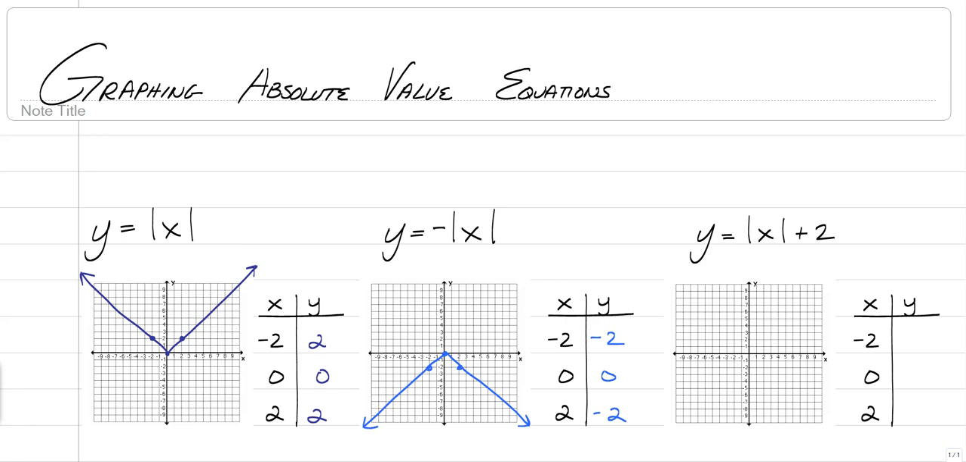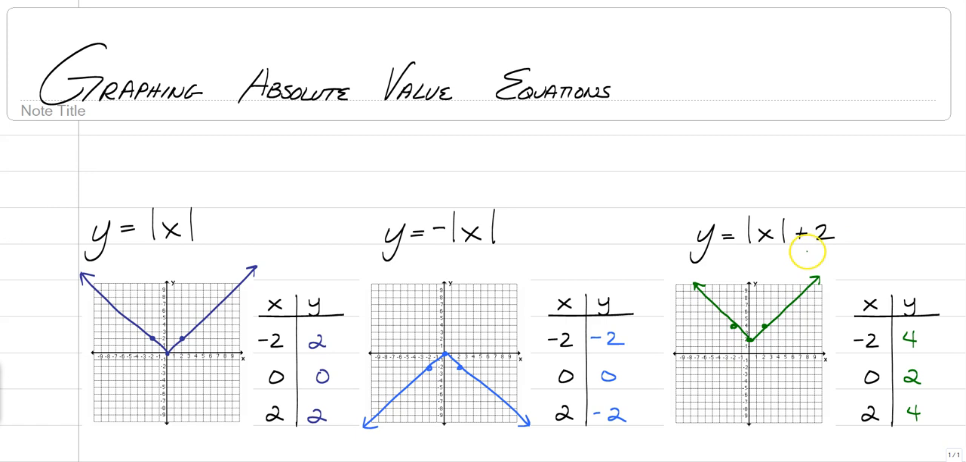Okay? Now let's talk about the absolute value of x, but we're going to add 2 to the end. So the absolute value of a negative 2 is 2, plus 2 is 4. The absolute value of 0 is 0, plus 2 is 2. The absolute value of 2 is 2, plus 2 is still 4. So we'll plot those: negative 2, 4; 0, 2; and 2, 4. And what you can see happened is we just shifted the V up by 2 units. Everything got shifted up 2 places.